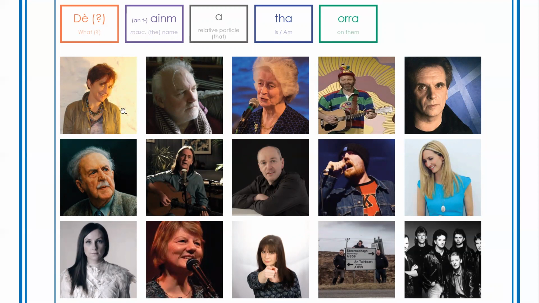What is her name? It's Anna Murstin. Anne Martin. And she is from Skye. She's a Gaelic singer. So what's her name? It's Anna Murstin.